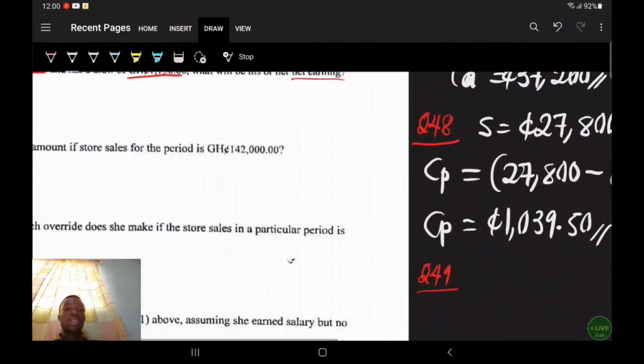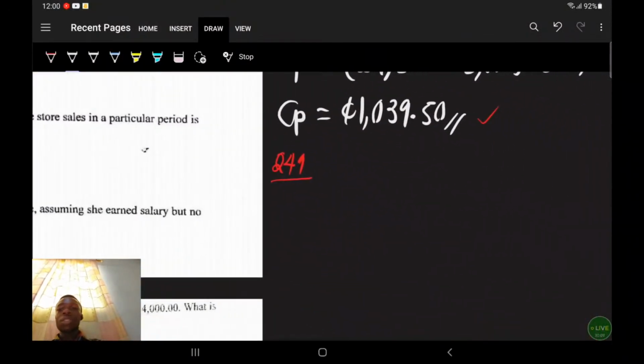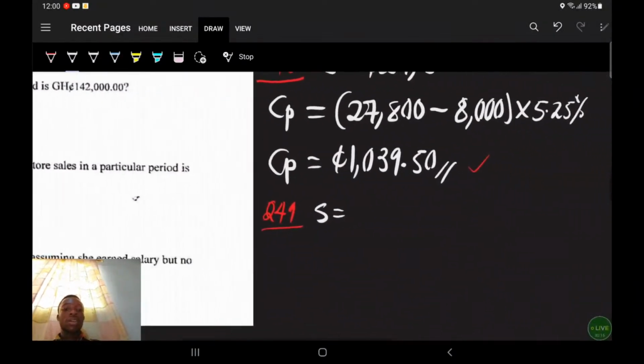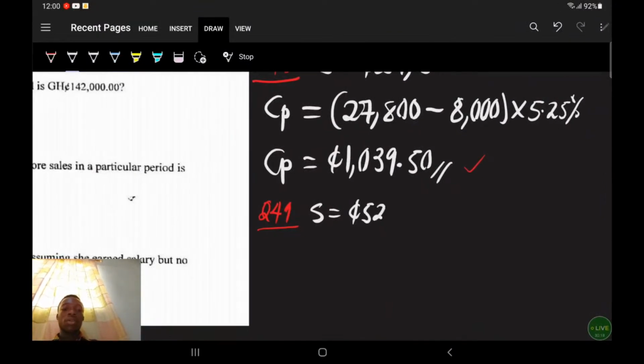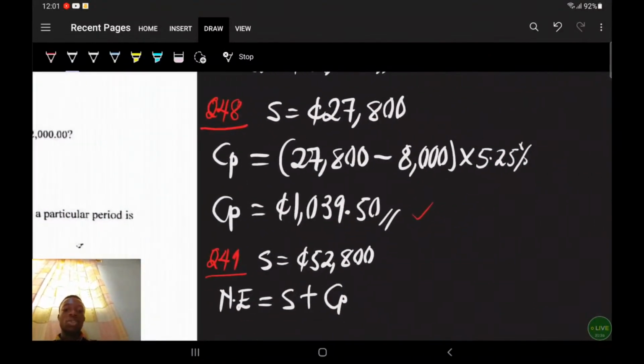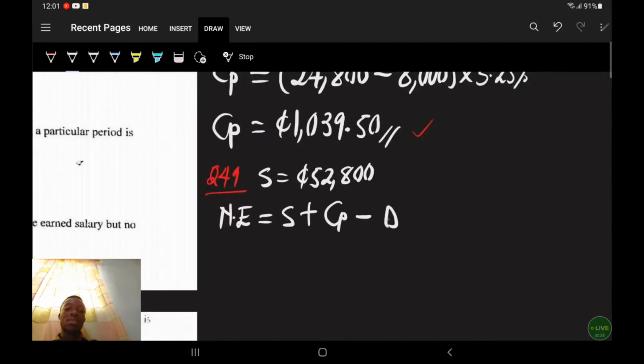So let's see. The sales of the staff, let's check real quick, was 52,800, right? So in this case, we can say that the net earning of this staff is going to be the salary plus his personal commission. Because there was a draw for this staff, you're going to subtract the draw, and that's going to give us the net earning of this worker or staff. I hope that is clear.